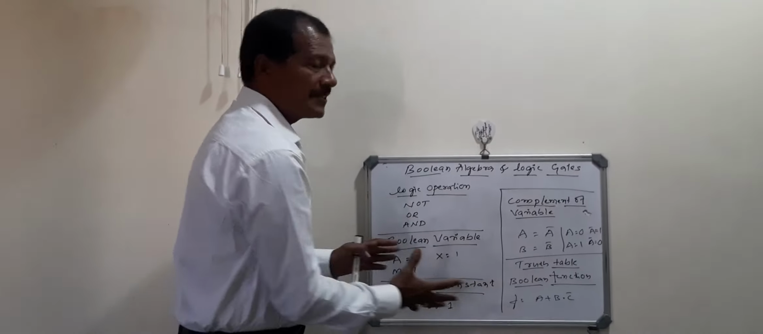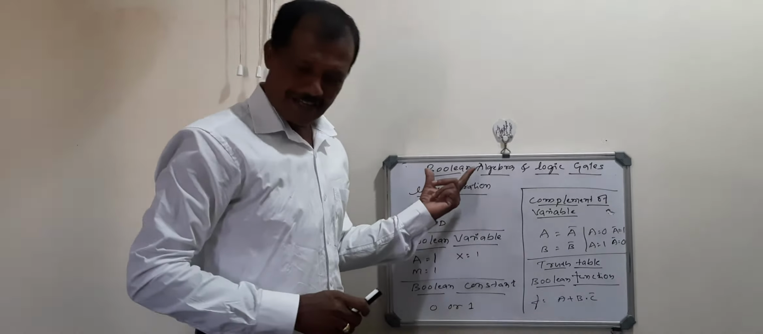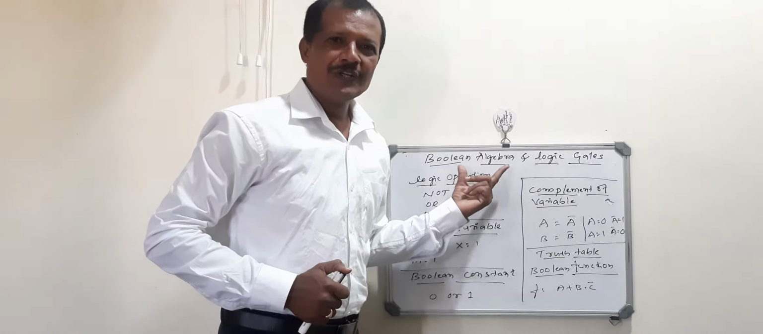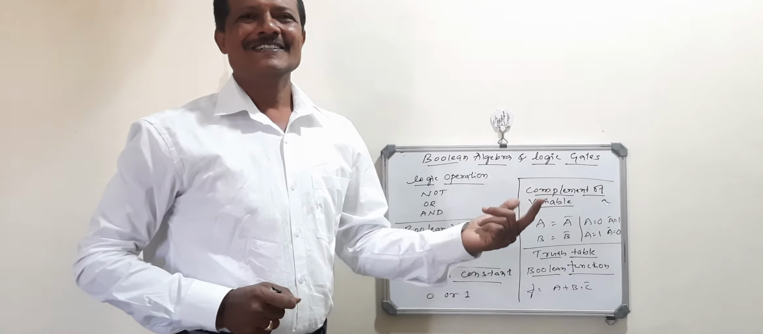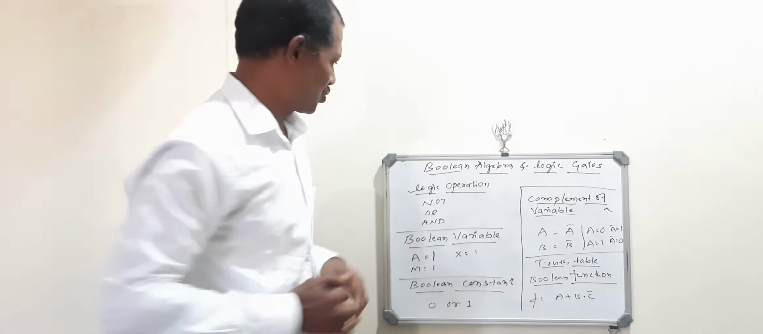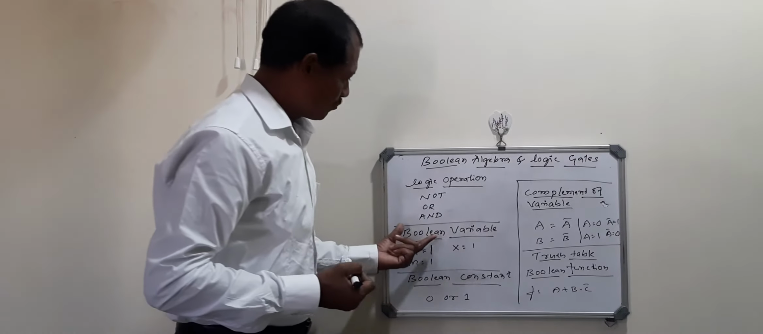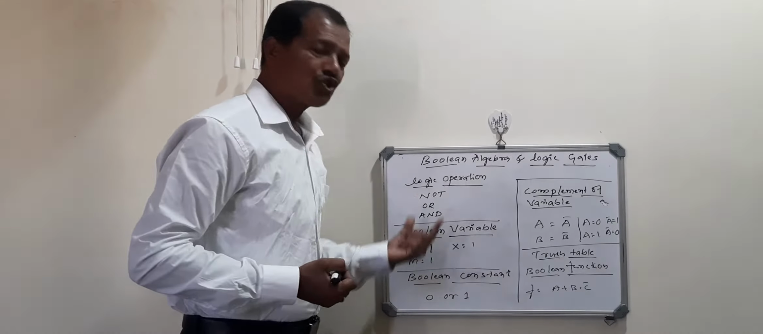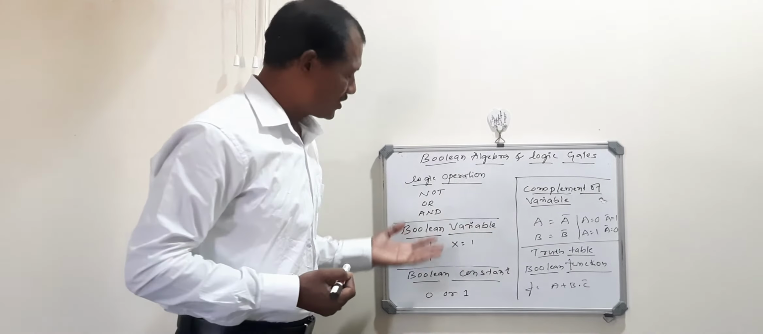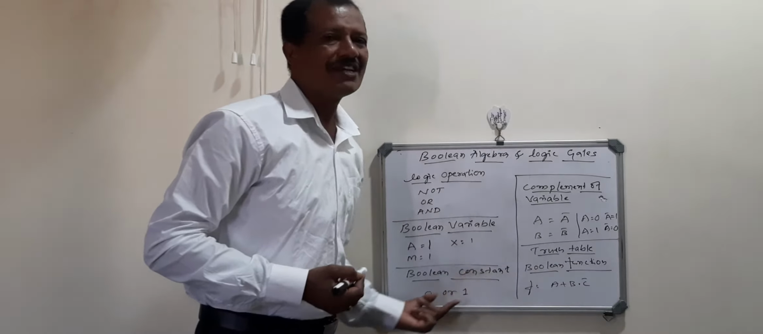These are the important terms you are going to use in Boolean algebra. So what is Boolean algebra? It is one of the mathematical tools used to represent the logic circuit, its output and its input. Next, logic operations: NOT operation, OR operation, and AND operation. Boolean variable: it is a variable used to hold the Boolean value. It may be 0 or it may be 1. You can take any variable. Next, Boolean constant: it is a fixed value.